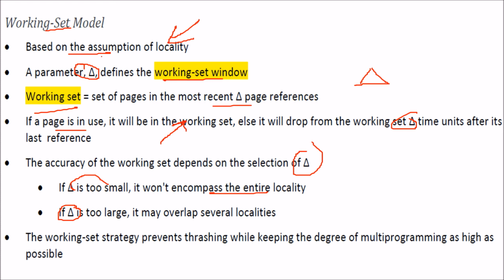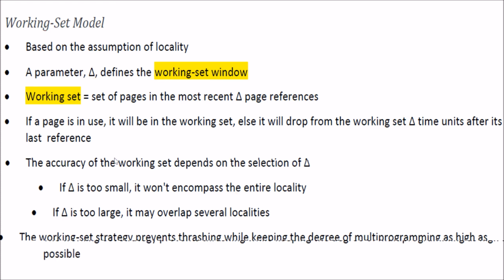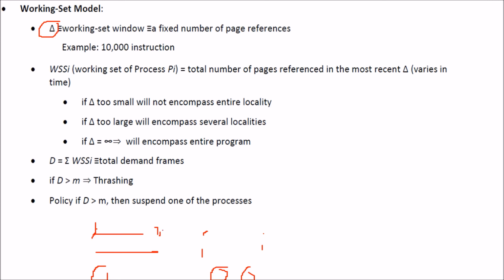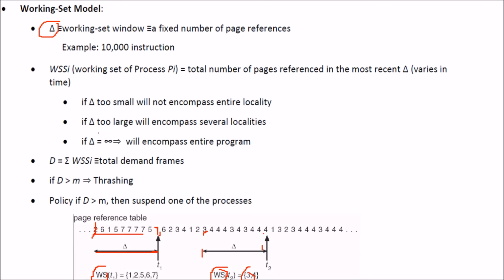So this working set strategy prevents thrashing. It will prevent thrashing properly while keeping the degree of multiprogramming as high as possible. So this is one of the solutions to avoid thrashing. I'll show you how it is done. First of all, say we have a delta, which is the working set window. This is a fixed number of page references. Say we have 10,000 instructions.